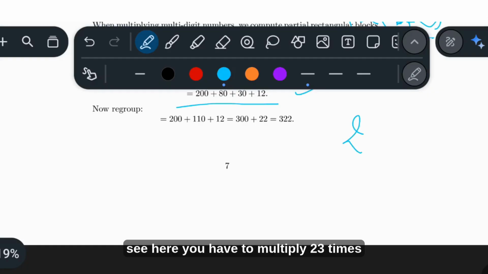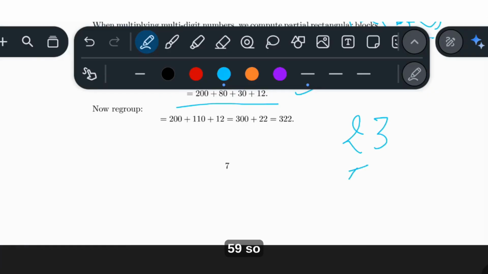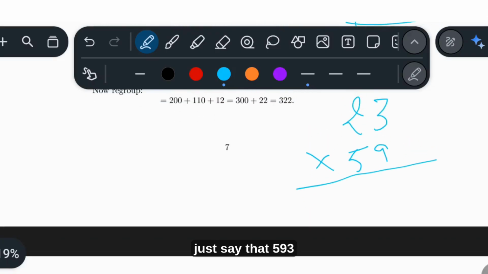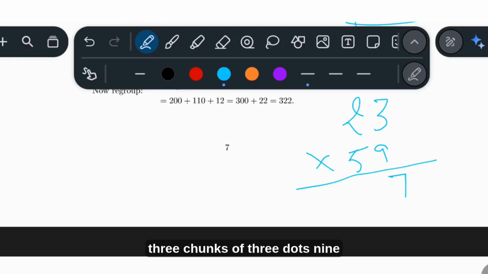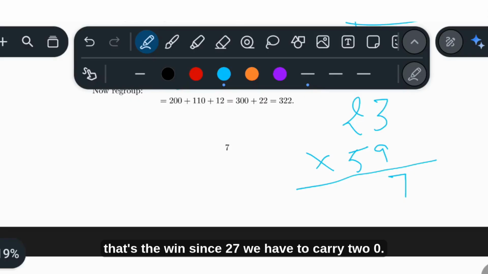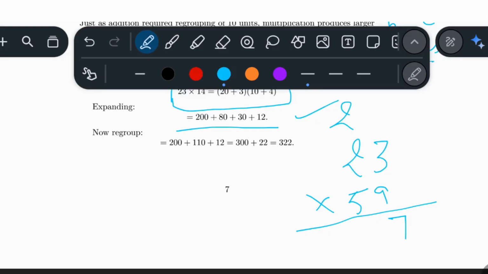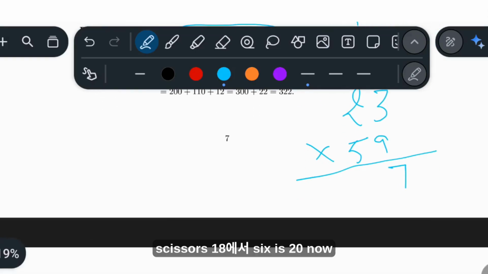Let's say you have to multiply 23 times 59. So what will you do? When you multiply this, you say 9 3s are 27. That is, we have to add three chunks of 3 dots 9 times. Okay, 9 3s are 27, and since it is 27 we carry 2 here. So 9 2s are 18, 18 plus 2 is 20.